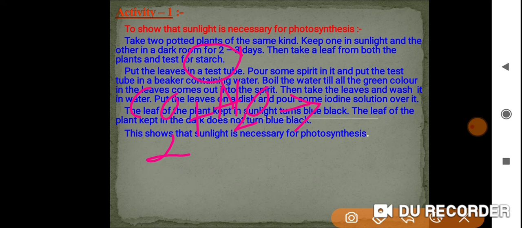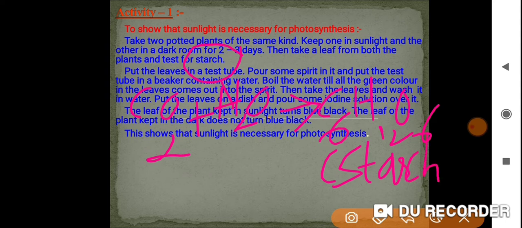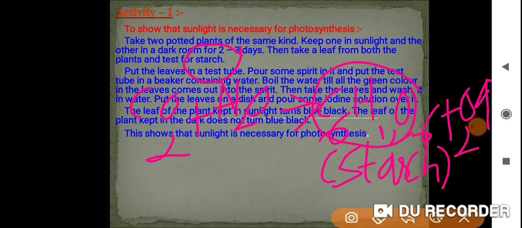Okay, it will give C6H12O6, which is nothing but a starch. At the same time, it releases oxygen. Are you getting my point? See, this C6H12O6 is nothing but a starch.